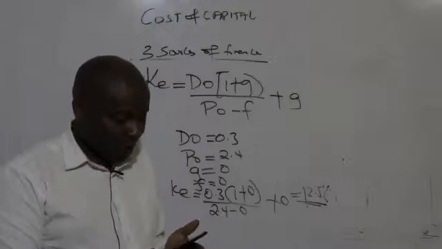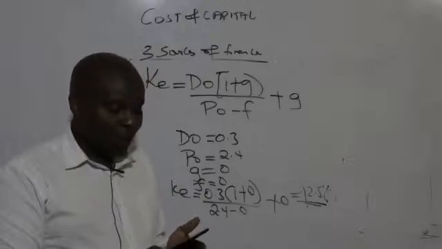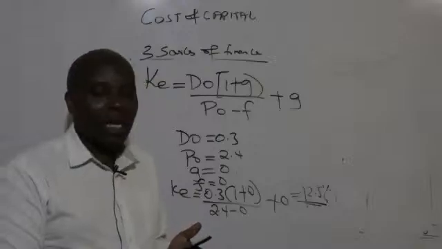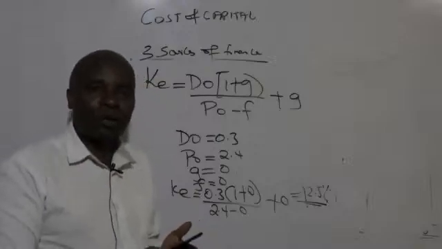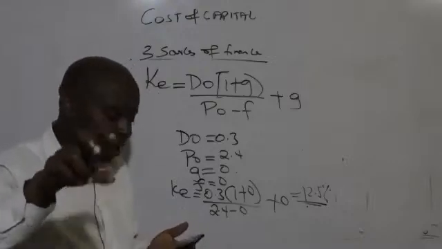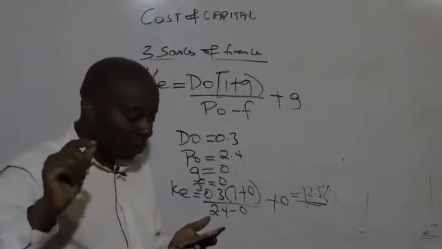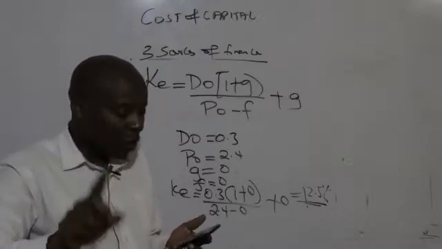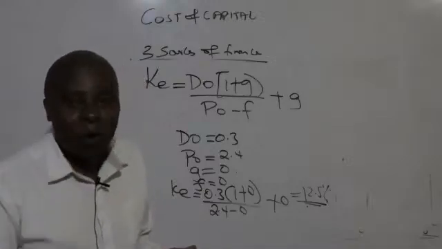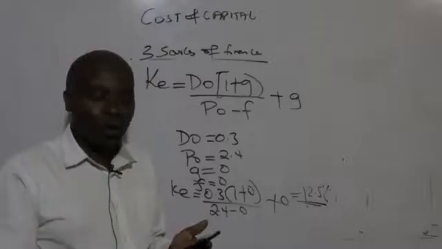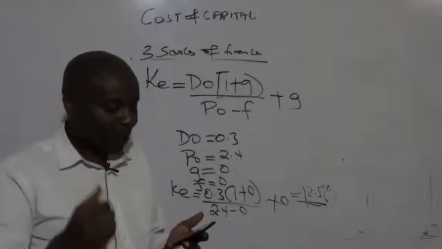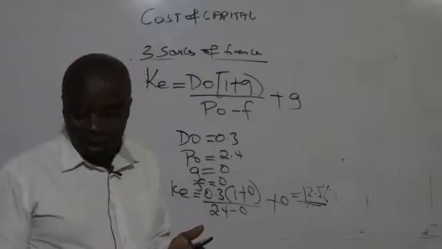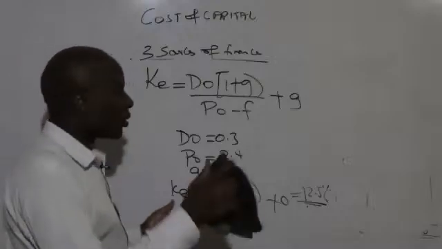Example 2: we are told A Limited has in issue Kenya shilling 0.5 million shares with a market value of 4.2. So this time around, our market value per share is 4.2, so our P0 is 4.2. A dividend of 0.4 per share has just been paid, so our D0 is 0.4. And this time around, dividends are growing at 6% per annum. Required: what is the cost of equity?